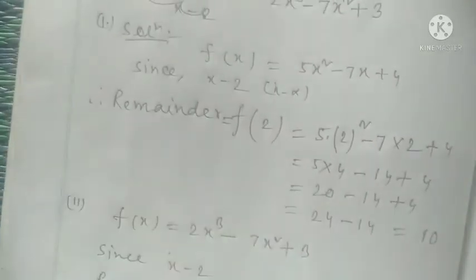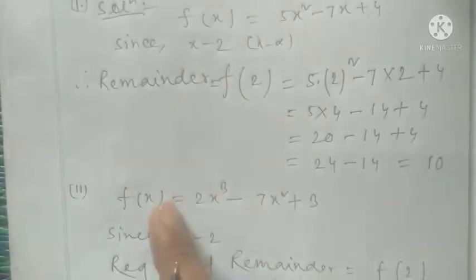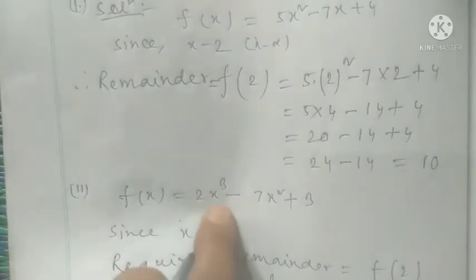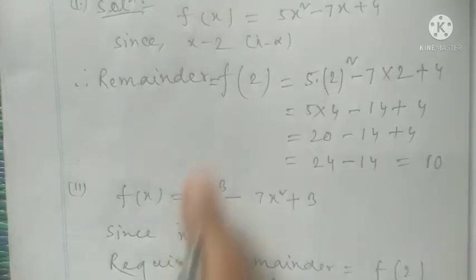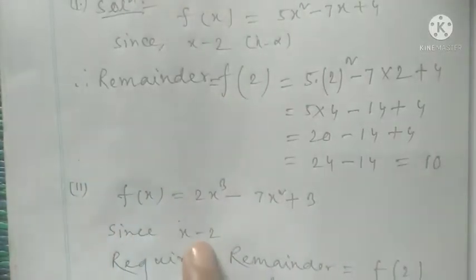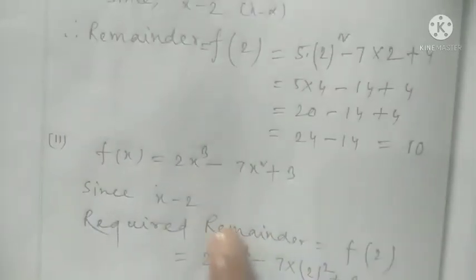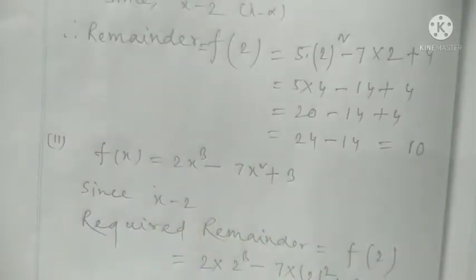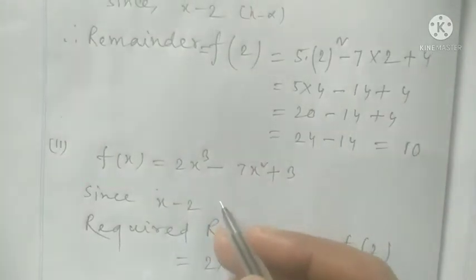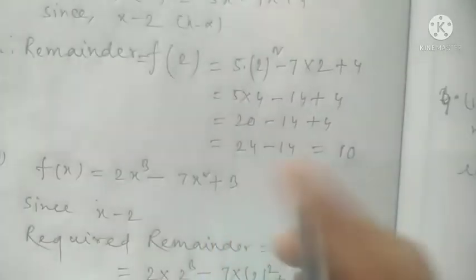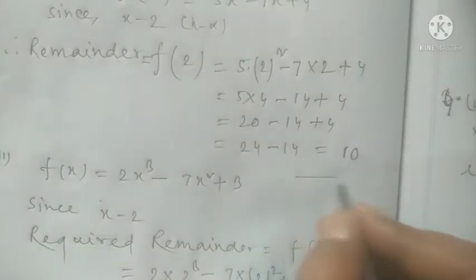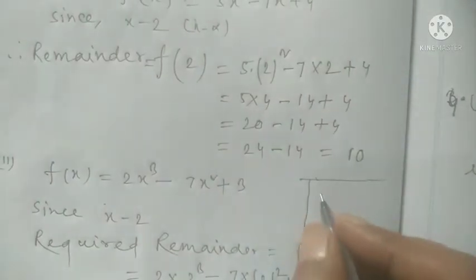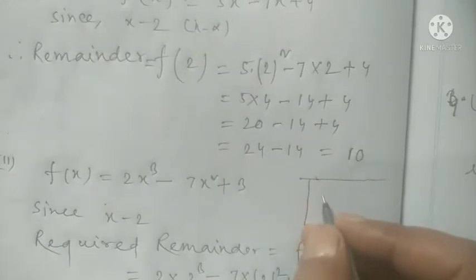Number 2, again you have to write the function, that means f(x) is equal to 2x cube minus 7x square plus 3. The divisor is the same, because the question is the same. So x minus 2, you have to put here. But those who can't understand how the value 2 is obtained, if you can't understand this method, you can apply another trick, so you can easily find the value of x.